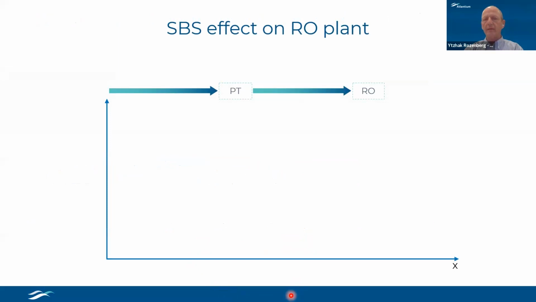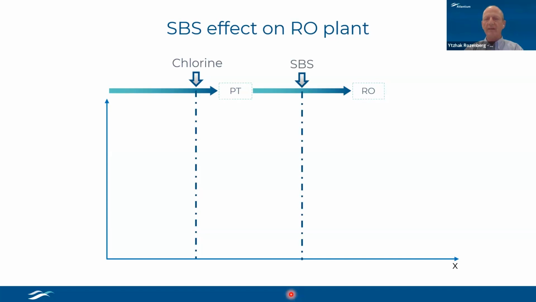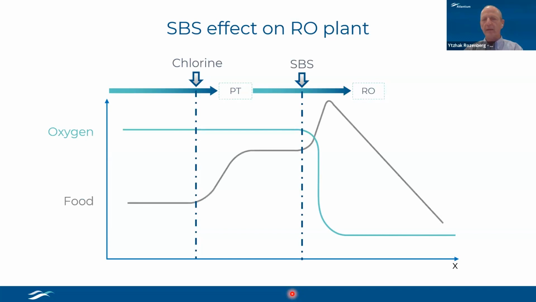Looking at the facility, we are introducing the chlorine. We are introducing the SBS or the SMBS. Looking at the oxygen, sorry, it's being decreased following the SBS or SMBS being injected into the water. The food availability, as before, is being increased because of the chlorine, and further increased because of the SBS or SMBS, which can actually serve as a food source for the microorganisms.